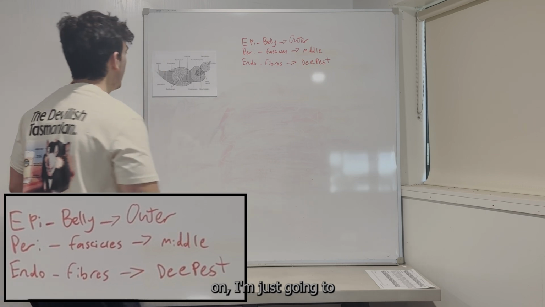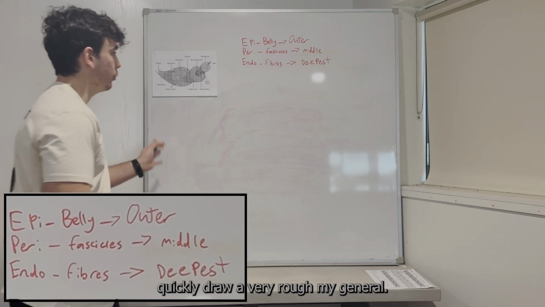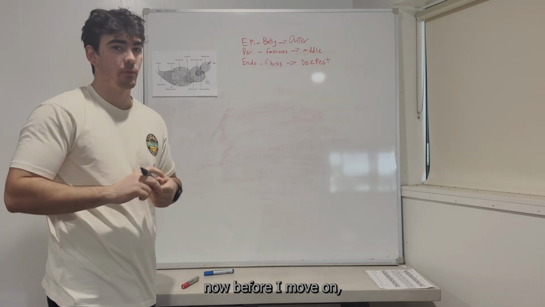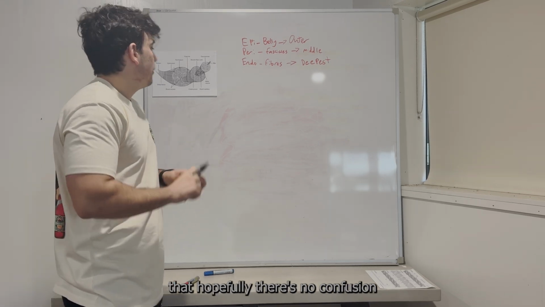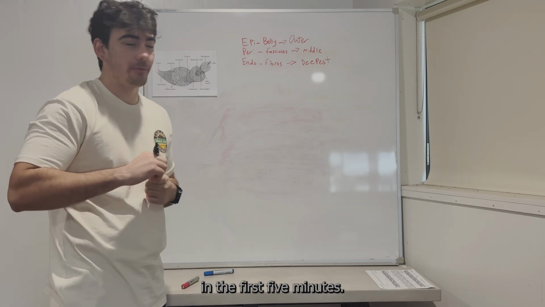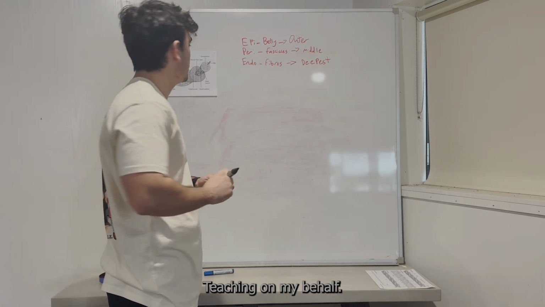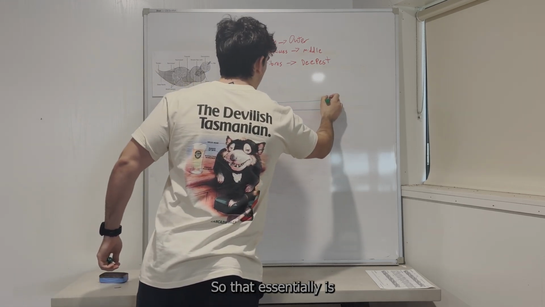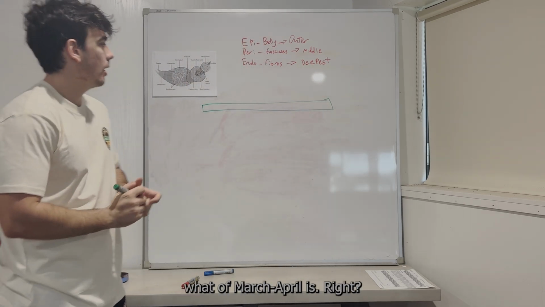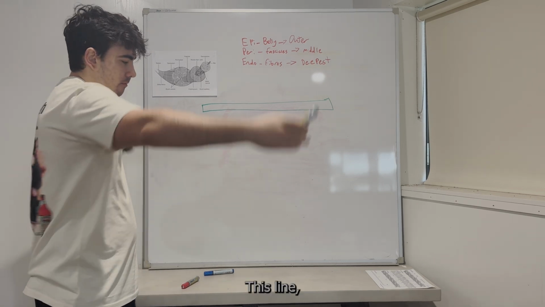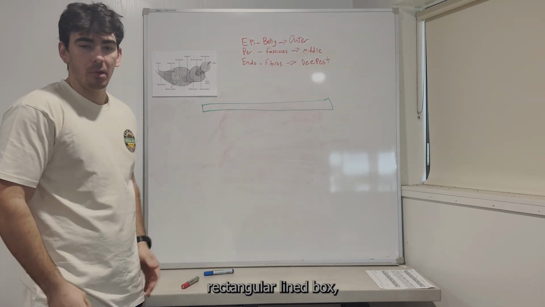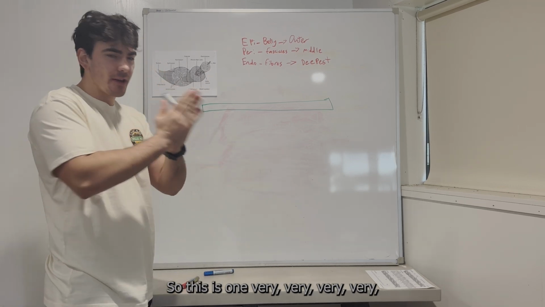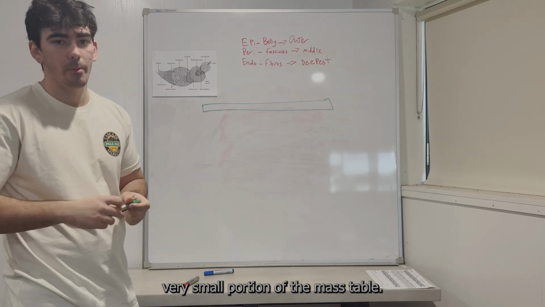Just quickly before we move on, I'm going to quickly draw a very rough myofibril, just so we can get that covered now, because I want to make sure that hopefully there's no confusion within the first 5 minutes. That would not be good teaching on my behalf. So what we're going to do is just draw this. That essentially is what a myofibril is, just like this, a rectangular line, box, whatever you want to say. So this is one very, very small portion of a myofibril.